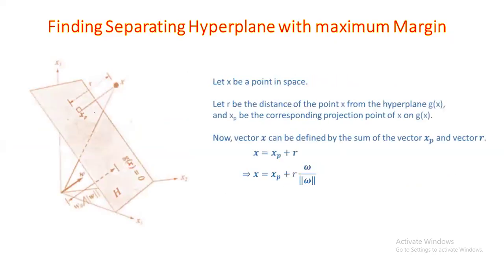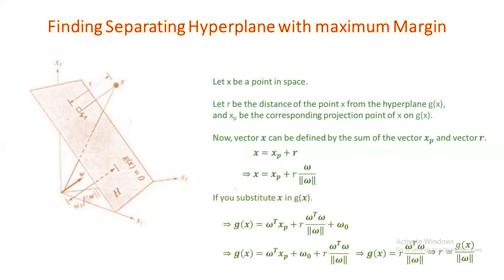So if you take another plane, here xp, and r is the distance of the point from the hyperplane g(x), and xp is the corresponding projection point of x on g(x). Now vector x can be defined as the sum of vectors xp and r. So x equals xp plus r, where r we can write as r times w divided by the norm of w. And if you substitute x in g(x), we will write it as w transpose xp plus r times w transpose w over the norm of w, plus w naught.